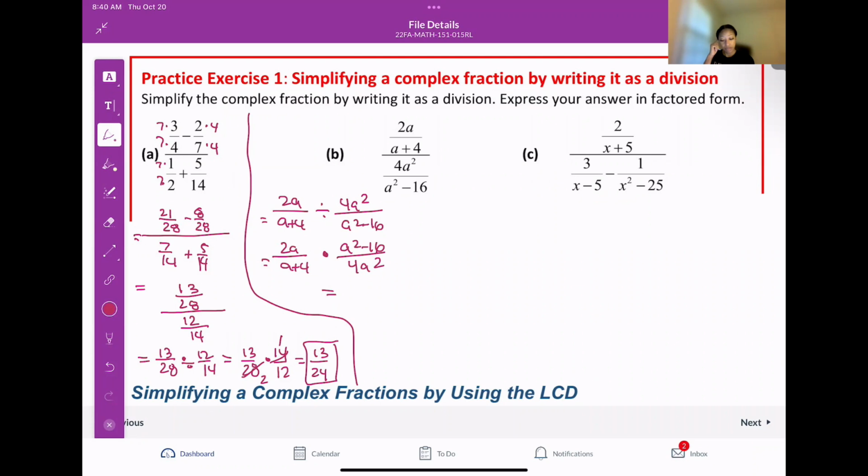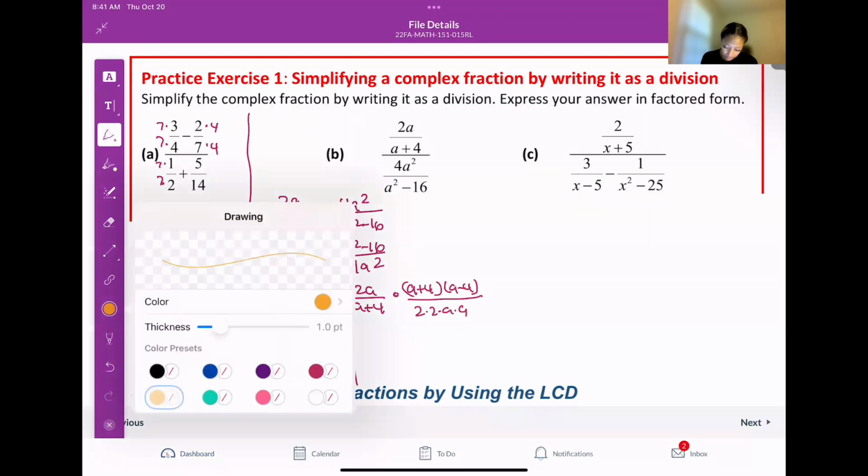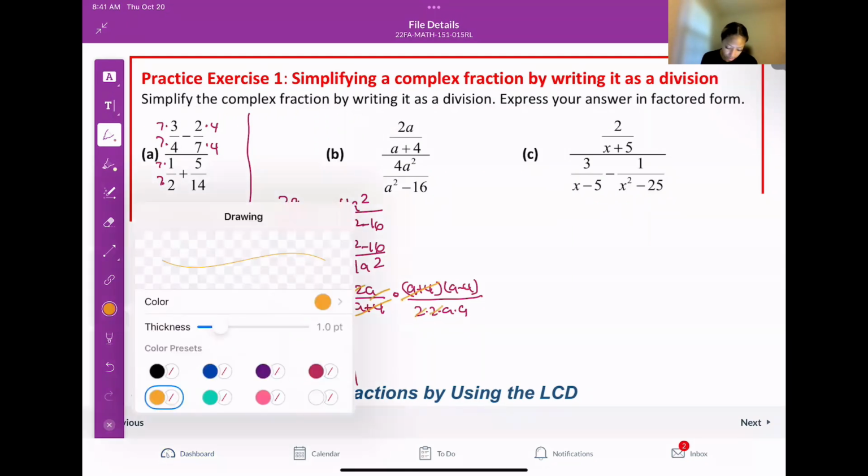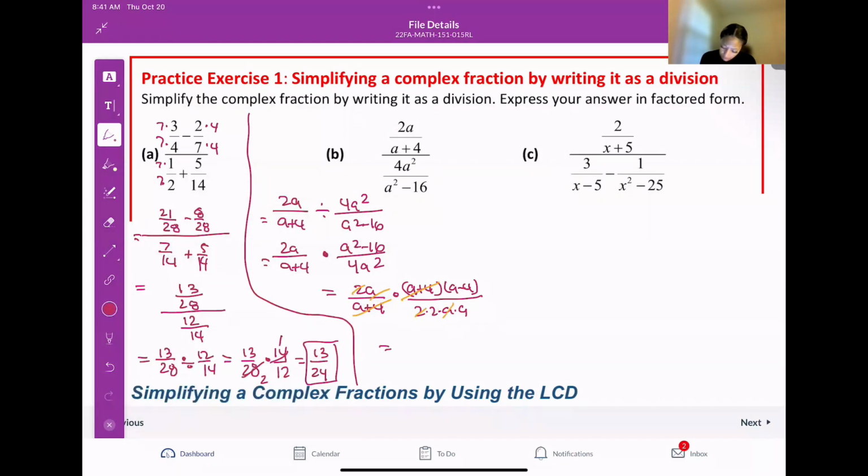All right, then from here we need to factor. We have 2a over a plus 4 times a plus 4 times a minus 4 over 4 is 2 times 2 and a squared is a times a. 2 times 2 times a times a. And then stuff cancels. The a plus 4's cancel, 1 and 2 cancel, 1a cancels. So that would be a minus 4 over 2a.